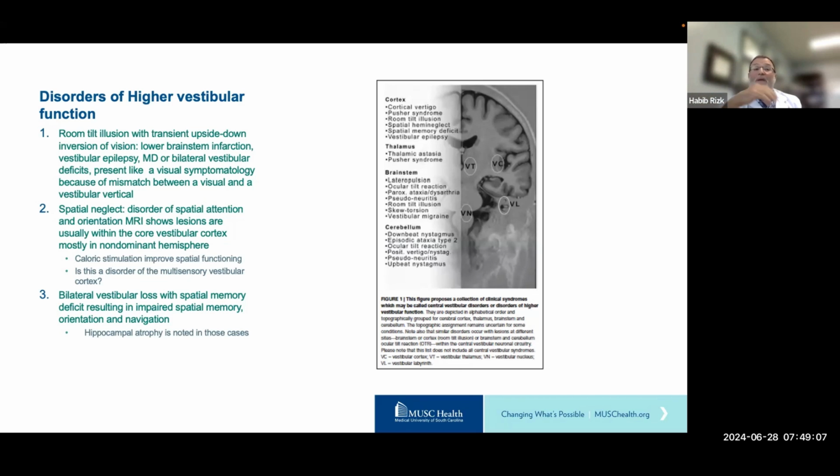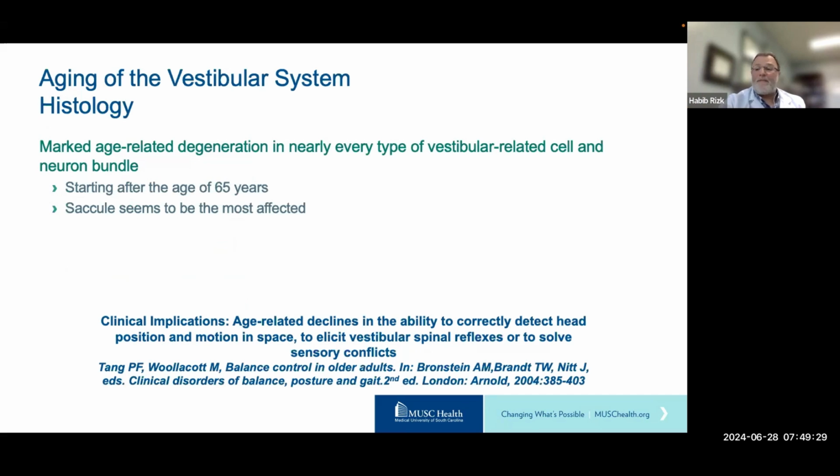And that would come out of nowhere, resolves in a few seconds, and had extensive workup between EEGs and MRIs. The only consistent thing with those two specific patients was an abnormal oVEMP on one specific side, potentially attributed to a utricular dysfunction that is causing that mismatch between the visual and the vestibular vertical. And when we look at the aging of the vestibular system, we have a better understanding of how those higher vestibular functions can be impactful.